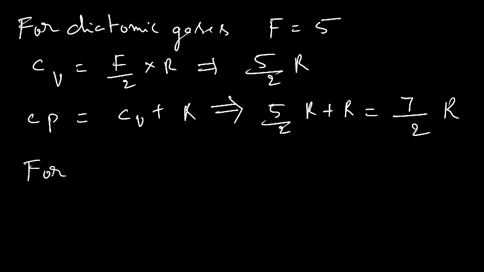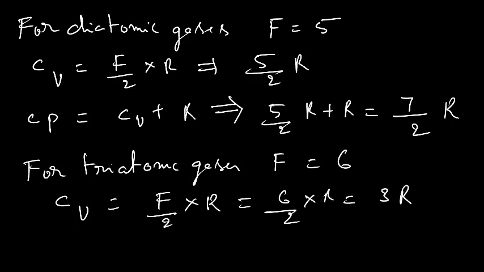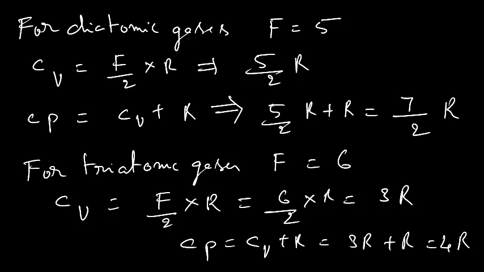Whereas for triatomic gases, number of degrees of freedom F equal to 6. Therefore, Cv equal to F by 2 into R equal to 6 by 2 into R. This is nothing but 3R. In the same manner, Cp equal to Cv plus R. 3R plus R is equal to 4R.